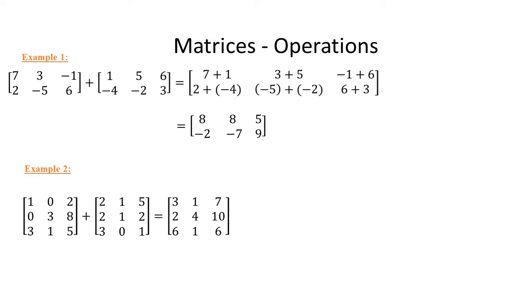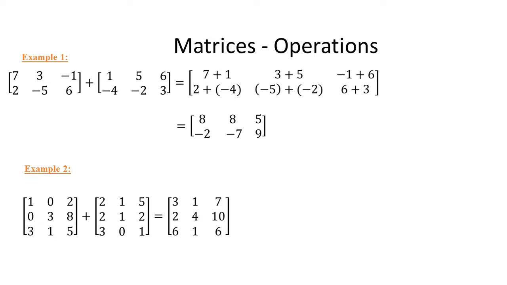Now let us go to example number 2. Here two matrices are given. The first matrix is a 3 cross 3 matrix. The second matrix is also a 3 cross 3 matrix. We have to add both matrices and find a new matrix. Here it is very easy, and the order is the same. So we can add the matrices. 1 plus 2, the corresponding numbers we have to add.